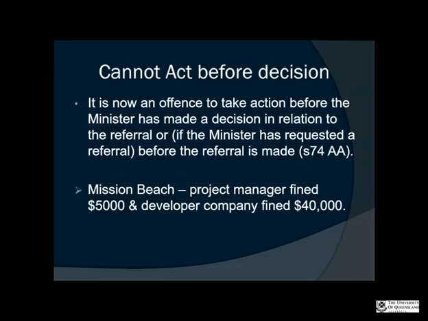It's an offence to start your action, whatever your action may be, before the minister has made a decision. This is new section 74AA. Why do we have new section 74AA? Because of Mission Beach. In Mission Beach, a project manager put in the referral to the minister and then went ahead and did the clearing of the vegetation in an area that was populated by listed threatened species without waiting for the minister to make his decision on whether or not it was a controlled action. So there's now a separate offence of putting in the referral and then taking the action before the minister's made his decision.